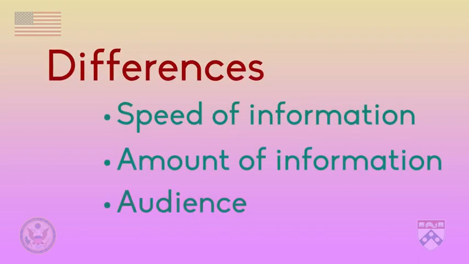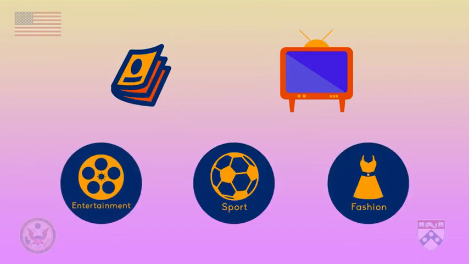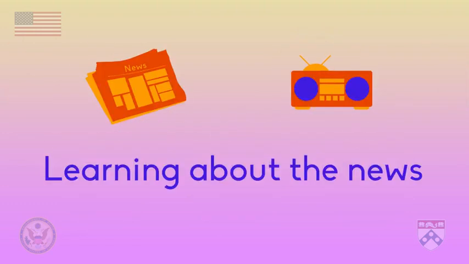It's also important to think about the audience, or who uses these different types of traditional media, and what their reasons might be. Some people, for instance, might be more likely to use magazines or television, and they may want to learn about entertainment, sports, or fashion, while other people might be more likely to use newspapers or radio if they are more interested in learning about the news.